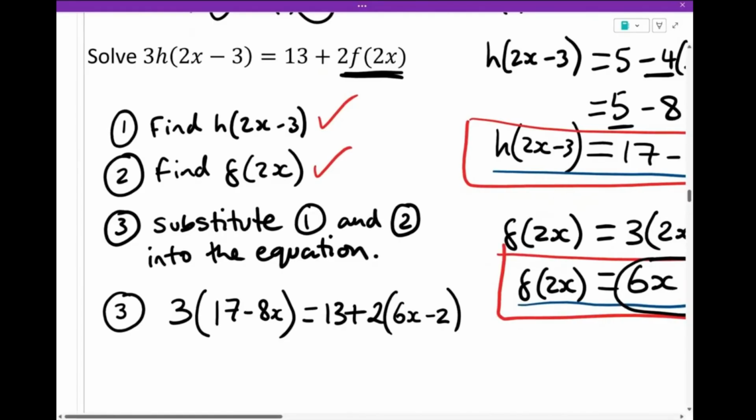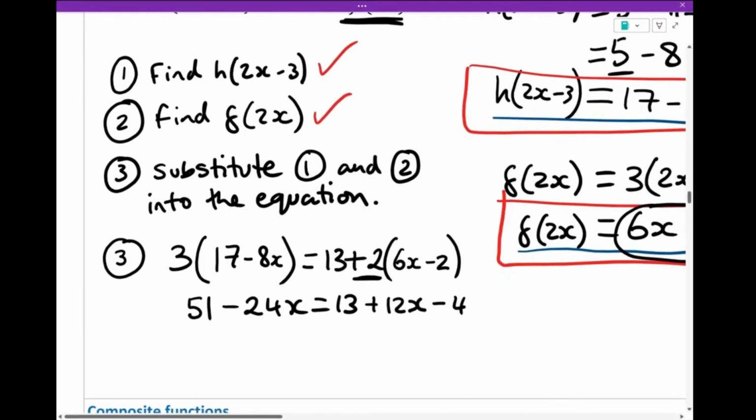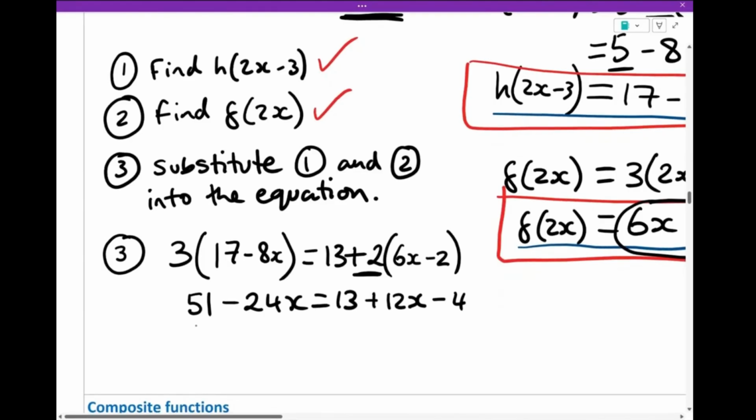So let's start by expanding my brackets. So 3 times 17 would be 51. 3 times negative 8x is negative 24x. And then we got 13. And then the 2 is multiplying the bracket. So we get positive 12x and negative 4. So now it's fully expanded. Let's just simplify each side. So the left-hand side is fine. And then the right-hand side, I can collect like terms. 13 subtract 4 is 9. So we have 9 plus 12x.